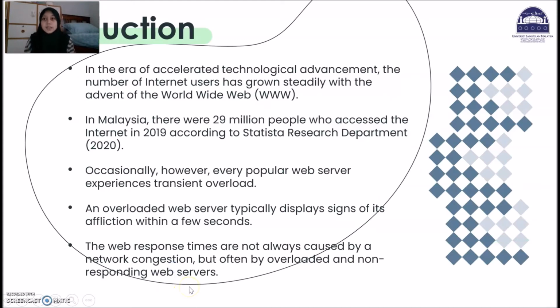A small introduction. In the era of accelerated technological advancement, the number of internet users has grown steadily with the advent of the World Wide Web, WWW. In Malaysia, there were 29 million people who accessed the internet in 2019, according to Statista Research Department. Occasionally, however, every popular web server experiences transient overload. An overloaded web server typically displays signs of its affliction within a few seconds. The web response times are not always caused by network congestion, but often by overloaded and non-responding web servers.